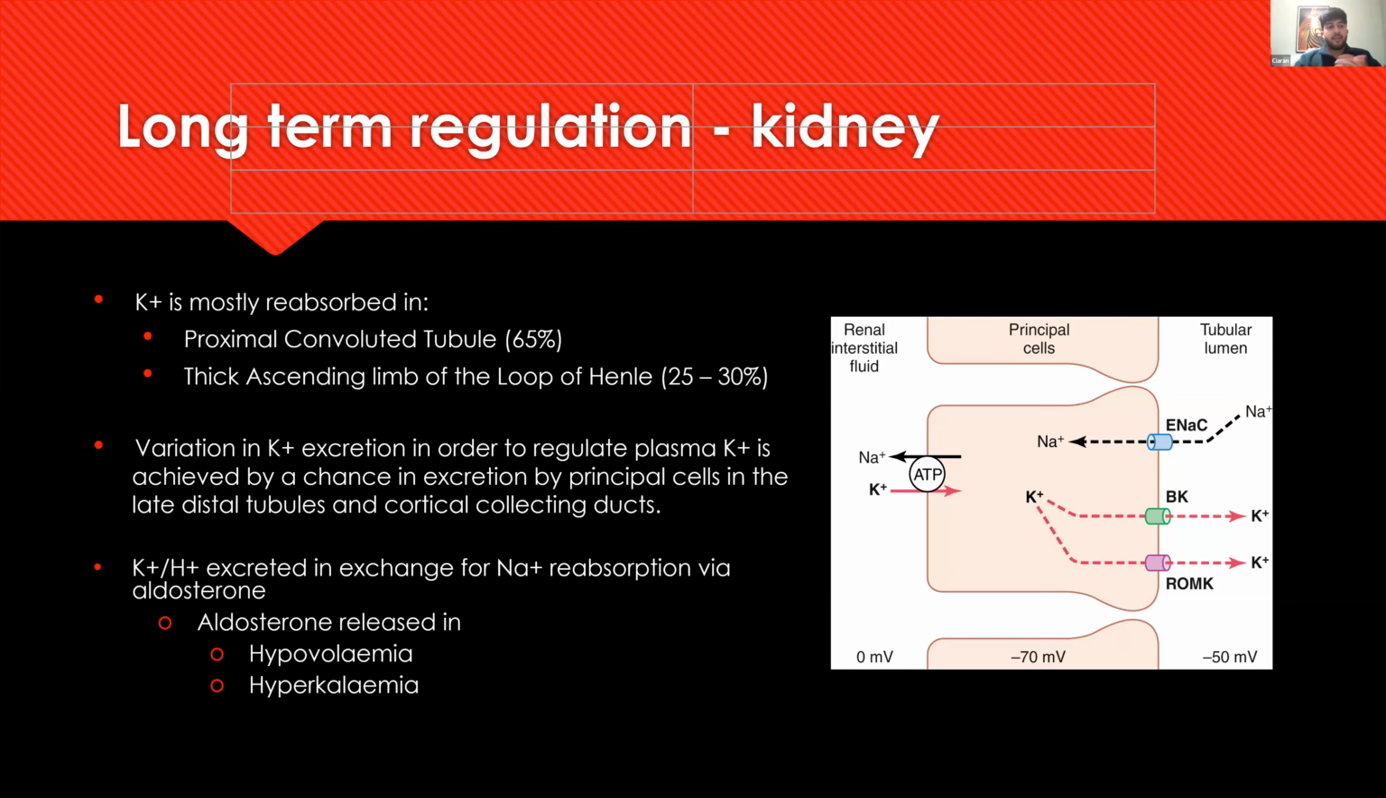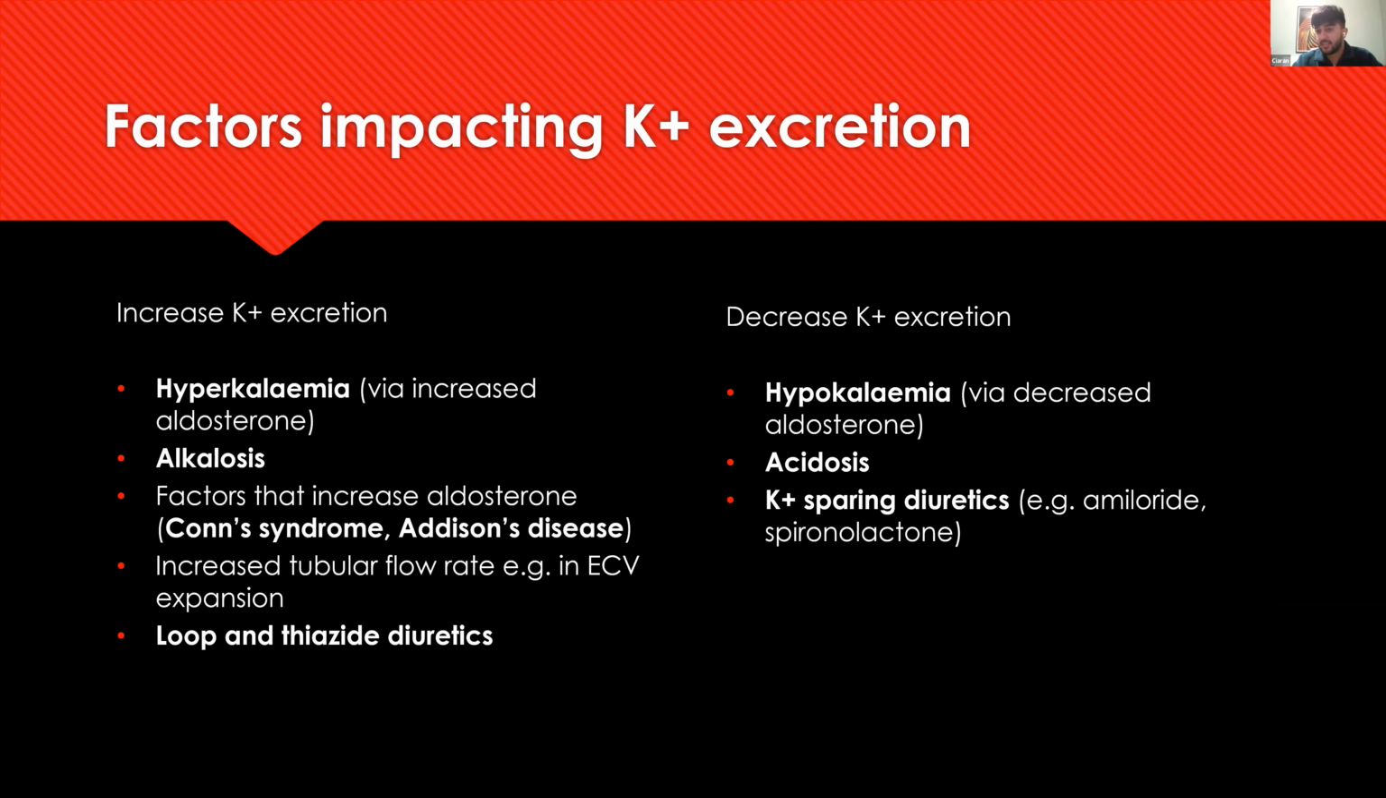Now, given that long-term regulation is principally carried out by the kidney, and this response is in response to aldosterone, we can think that a lot of the factors that affect aldosterone secretion will have an effect on potassium excretion in the body. So hyperkalemia has a direct effect by increasing aldosterone. Hypokalemia, conversely, will also have an effect by decreased aldosterone. I'll come back to acidosis and alkalosis.